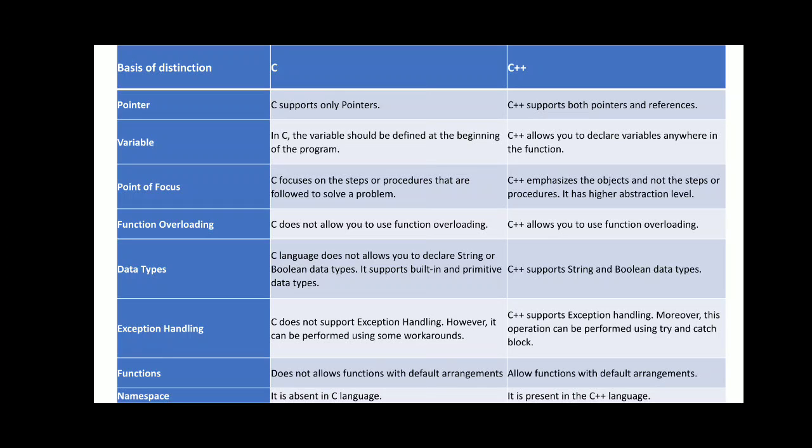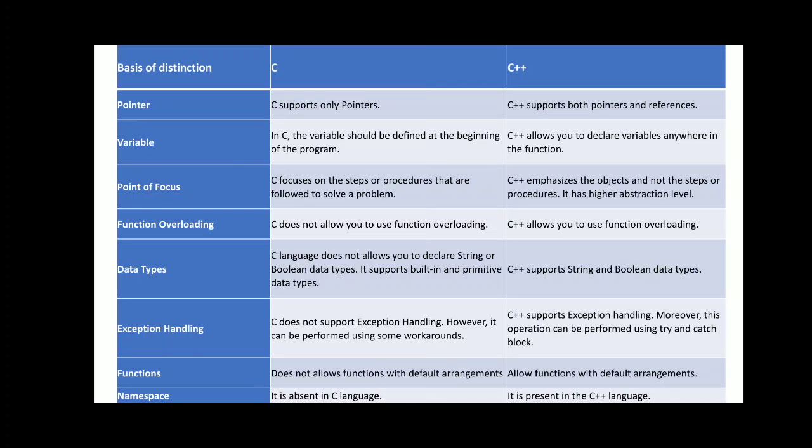So what is abstraction? Whatever we want to show in a program, only those things we are allowed to show. Those things that we do not want to show to the user in the program, we are just hiding. That concept is called abstraction. So in C++ there is a higher level of abstraction.